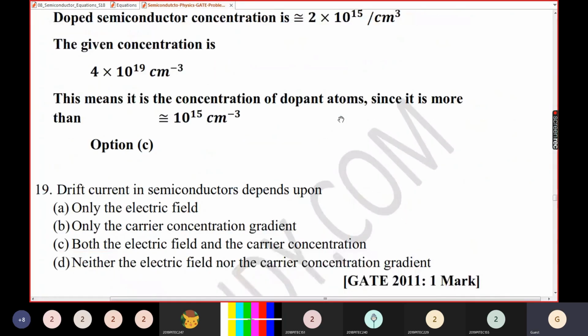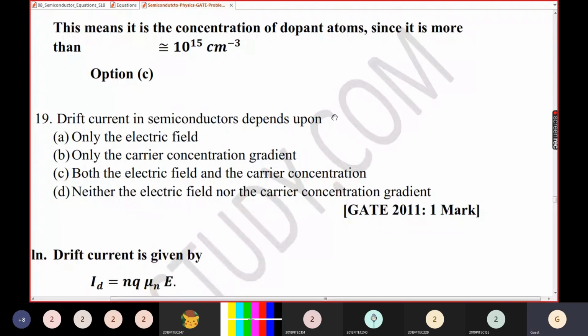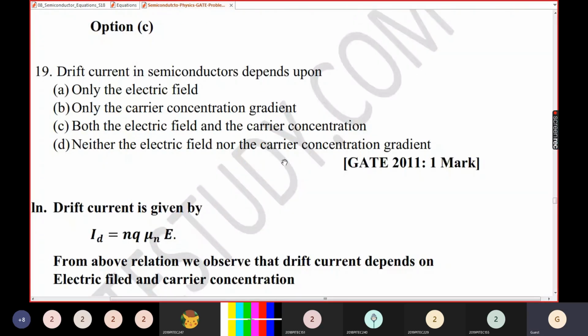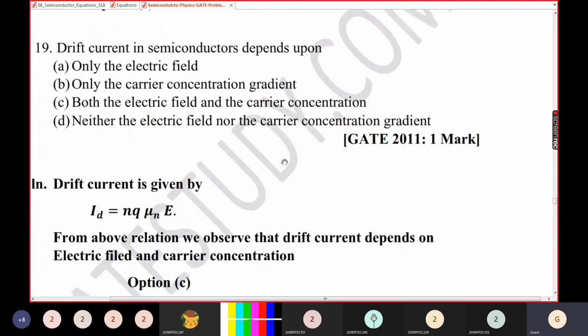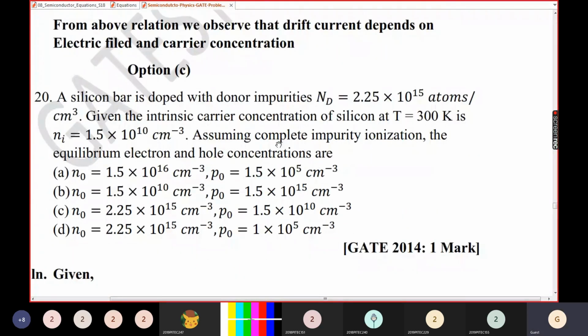Okay, next. Drift current in a semiconductor, what does it depend upon? It depends upon both the carrier concentration as well as the applied electric field. Okay. So now let us see this question.